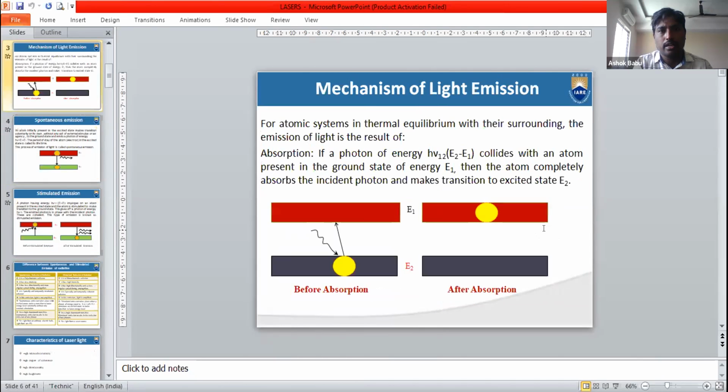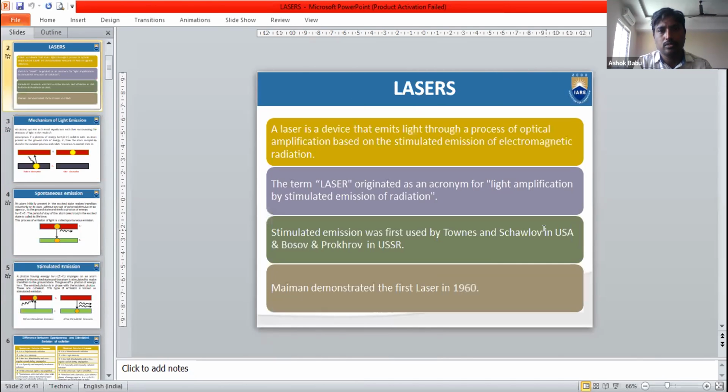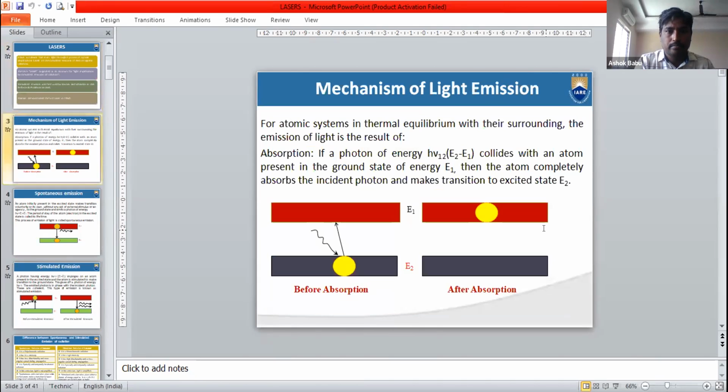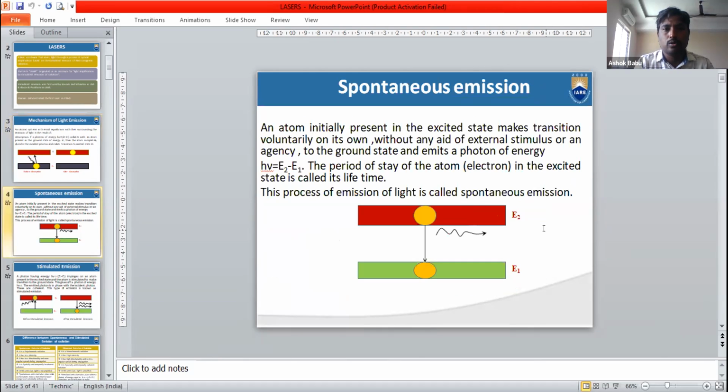So, coming to the starting point of lasers. LASER is an acronym for light amplification by stimulated emission of radiation. The first invented laser is the ruby laser, which we discussed, demonstrated by the scientist Maiman in 1960. We discussed the mechanisms involved in light emission. There are only three mechanisms: absorption and two emission processes, stimulated emission and spontaneous emission.